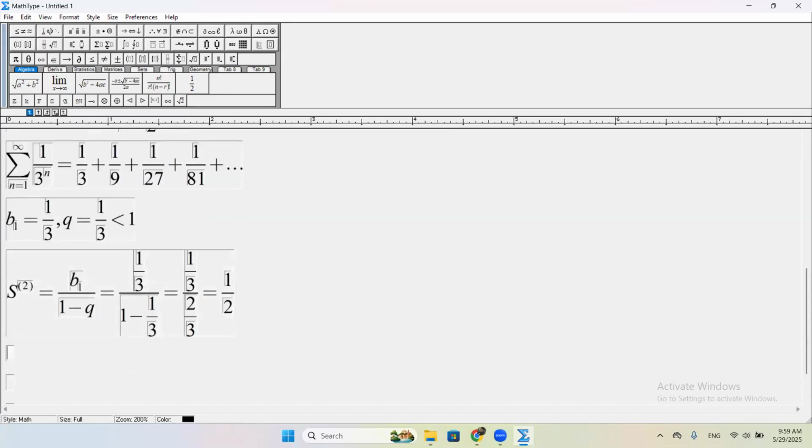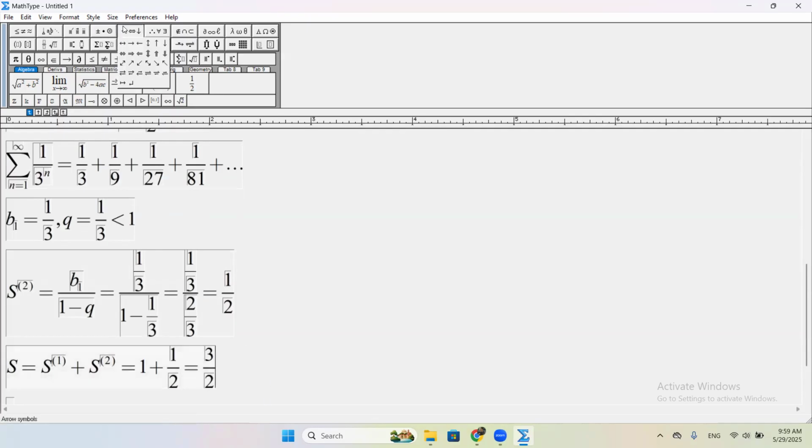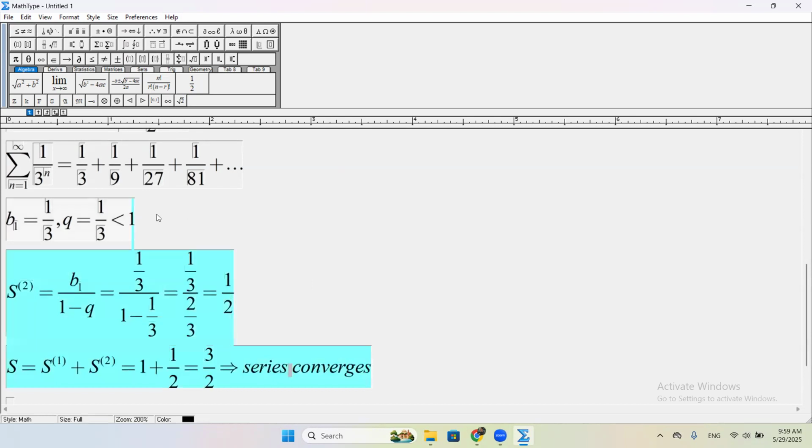So finally, the sum of the series will be equal to the sum of these subseries. So S equals S1 plus S2. So 1 plus 1 over 2, and it equals 3 over 2. So any questions about this exercise? Yeah, and by the way, the series converges. So any questions? I guess no questions.